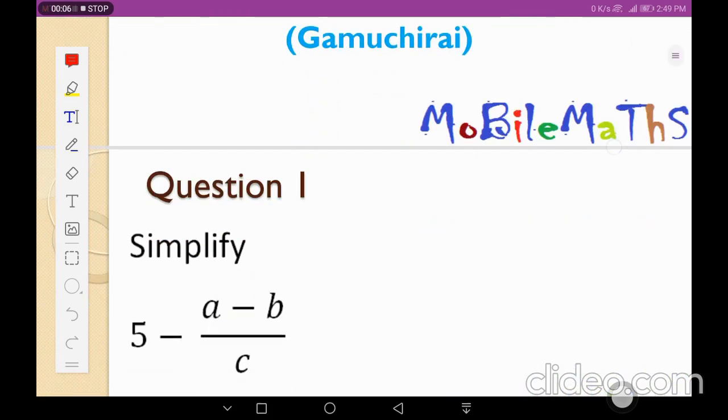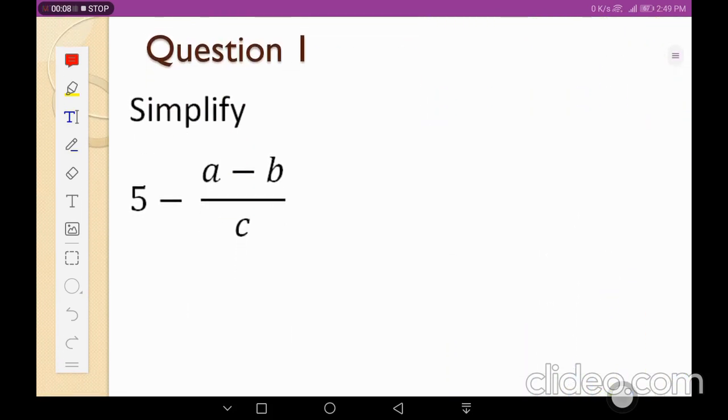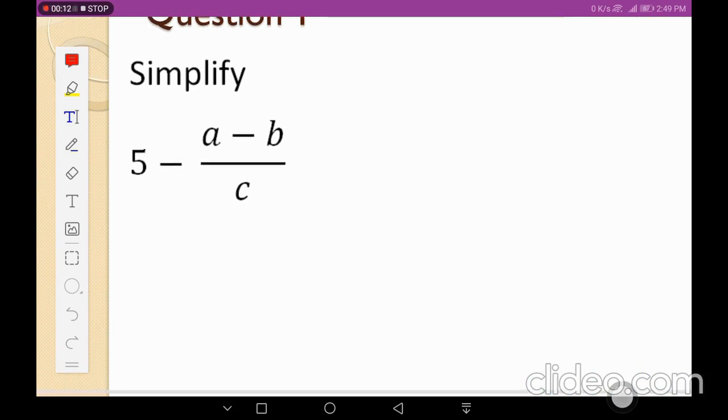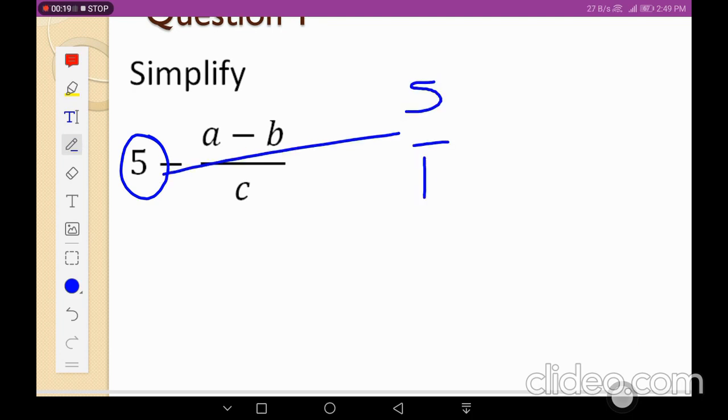Concepts in algebra. I've got a couple of questions that I want us to look at. For this first one, we want to simplify 5 minus (a minus b) over c. This one is the same as 5 over 1. So we can rewrite it as 5 over 1 minus (a minus b) over c.